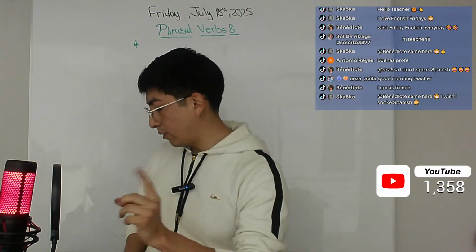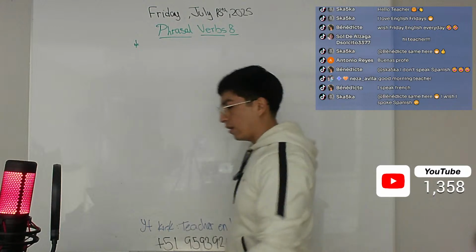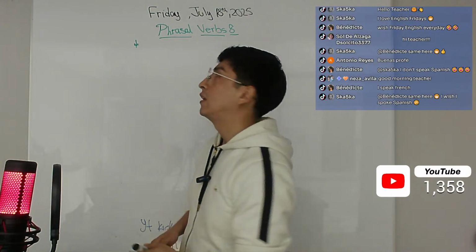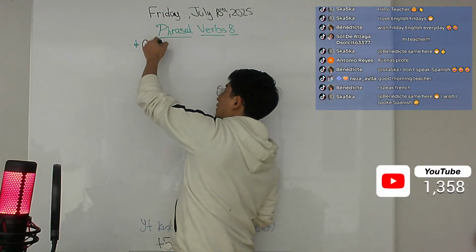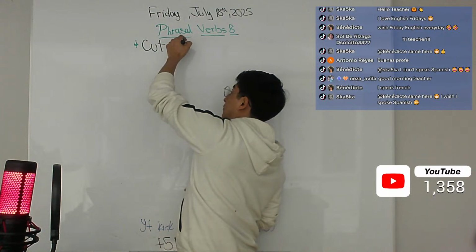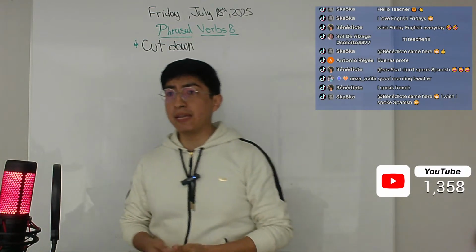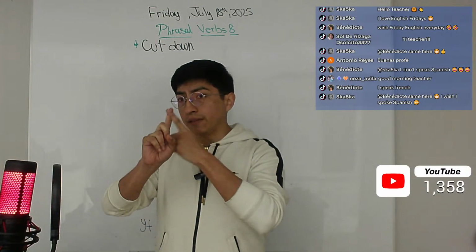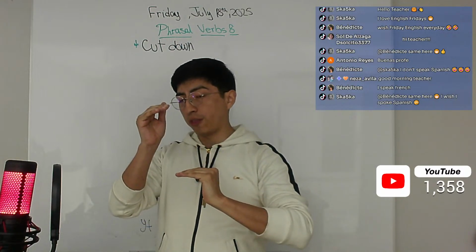So, guys, today we're gonna have phrasal verbs number 8. Well, let's start with the first phrasal verb that we're going to analyze today. In this case, it will be cut down. So, cut down has different meanings. Okay, number one in this case is to reduce something.